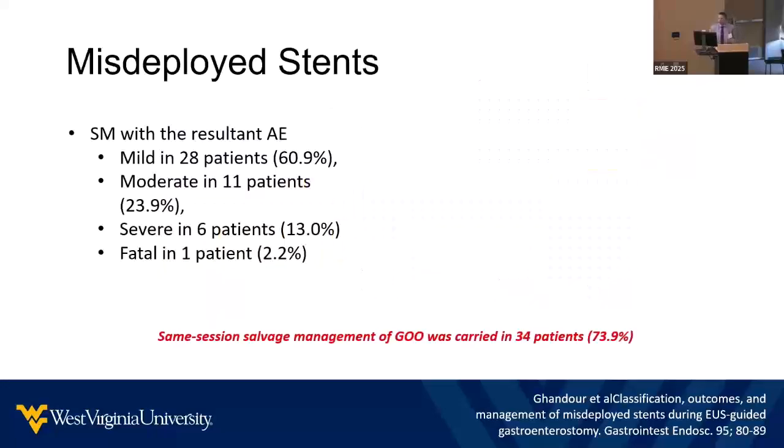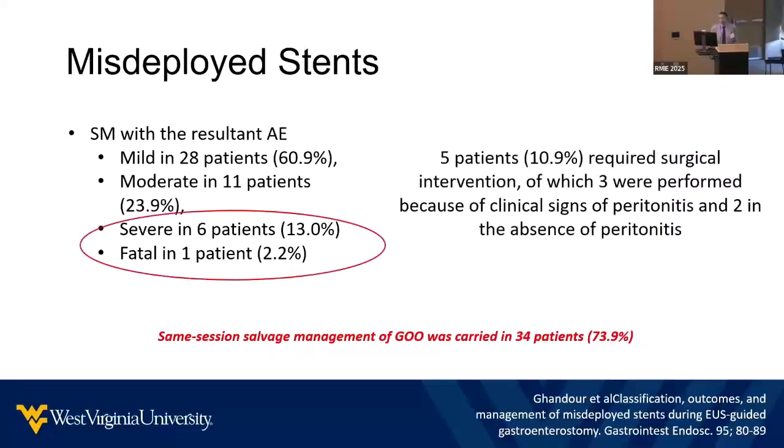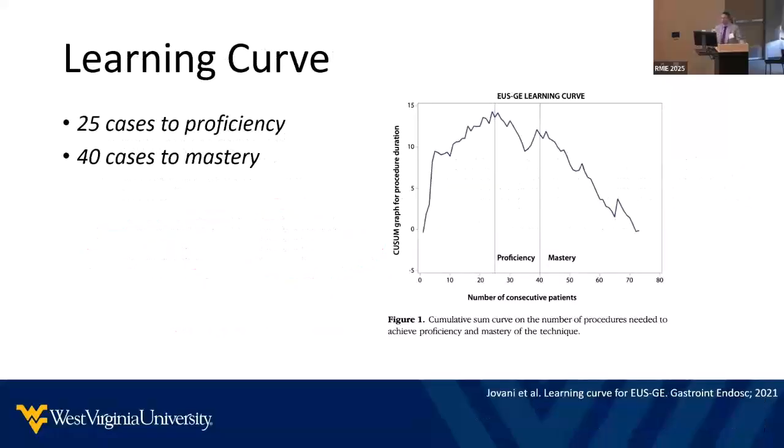And so when we talk about these misdeployed stents, what were the outcomes? 6 severe cases, 1 fatality, and 5 patients required surgery ultimately for the salvage of the misdeployed GJ stent. This is a case, and so, I think there's a learning curve that obviously goes with this. And this was recently published in Gastrointestinal Endoscopy that shows it really takes 25 cases to gain proficiency for EUS-GJ and 40 cases to gain mastery.